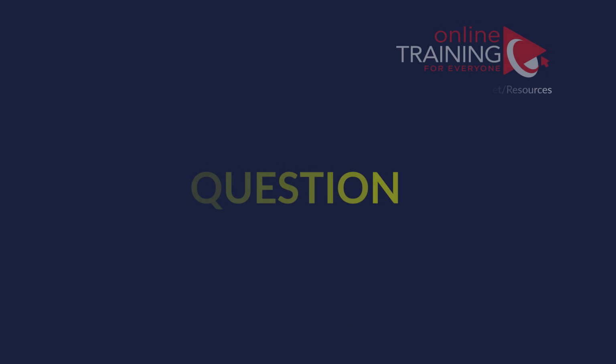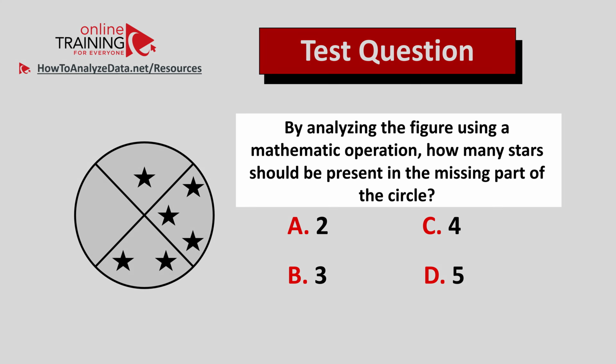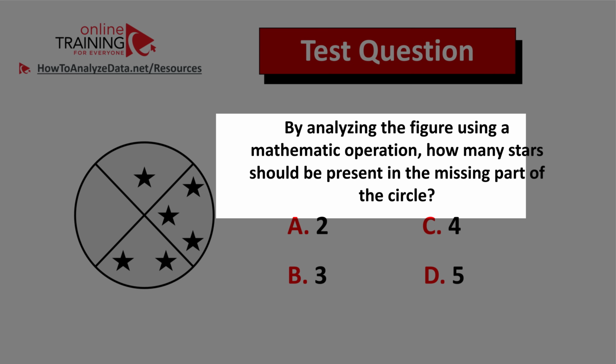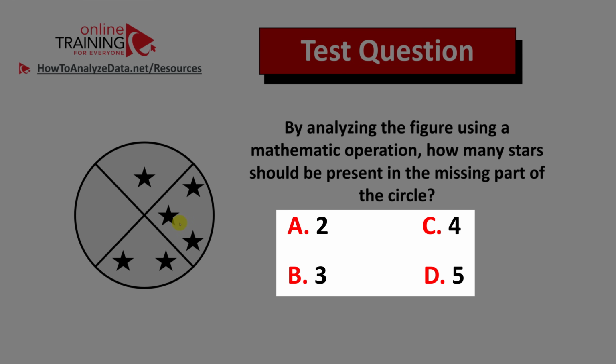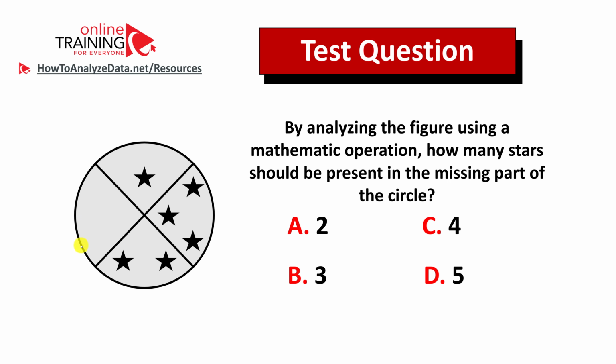Let's look at the tricky question, which tests your knowledge of reasoning as well as math skills. Here's the question. By analyzing the figure using a mathematical operation, how many stars should be present in the missing part of the circle? You have a circle broken down into 4 equal parts. 3 parts of the circle already have stars, and they have 1, 2, and then 3 stars. And you have 4 different choices. Choice A, 2, choice B, 3, choice C, 4, and choice D, 5. So can you determine how many stars the blank part of the circle should have?